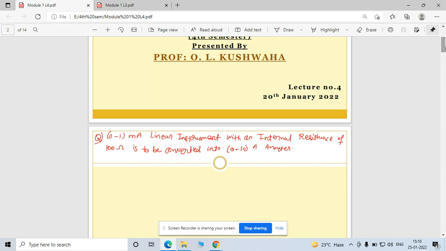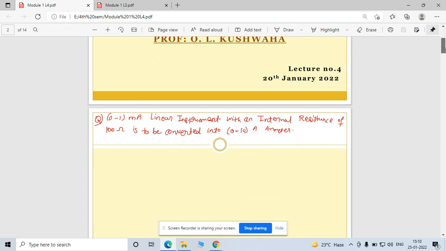Now see this one example and try to solve it. A 0 to 1 milliampere linear instrument with an internal resistance of 100 ohm is to be converted into a 0 to 10 ampere ammeter. Meaning, you want to convert this 0 to 1 milliampere ammeter into a 0 to 10 ampere ammeter. So how to convert it?